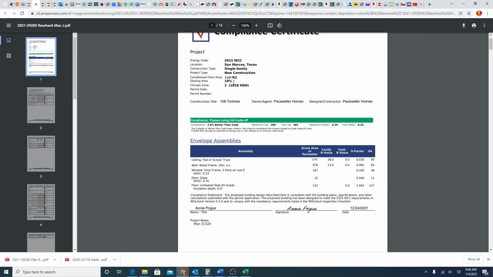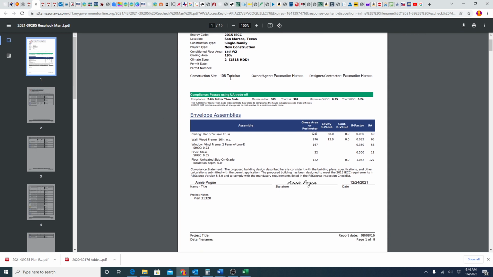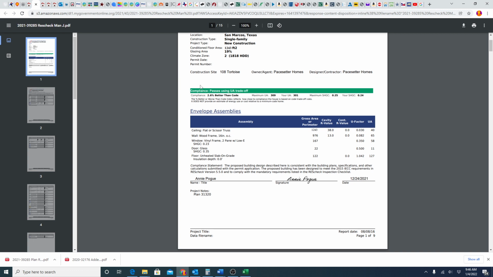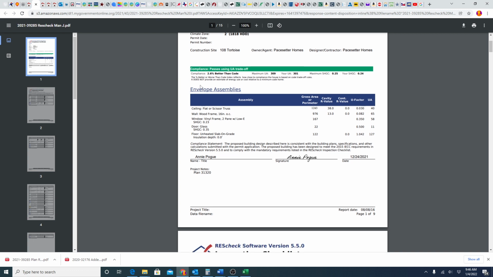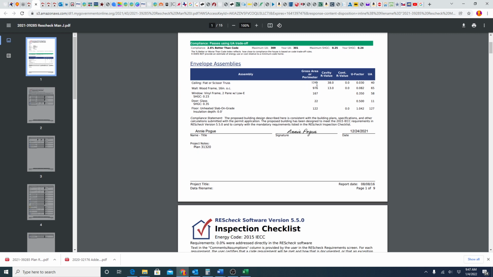They list the square footage, glazing area, and climate zone. And if you need to find the climate zone data, that can be found in Chapter 11 of the IRC, or the residential section, Chapter 3 of the IECC. Designer, contractor, address. All of these reports need to be address specific so you can tie them back to the residence that they're at. And then that it passes code and that you have your values in here.